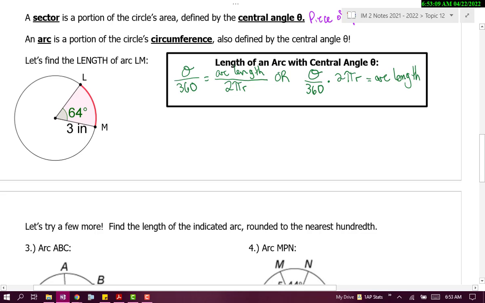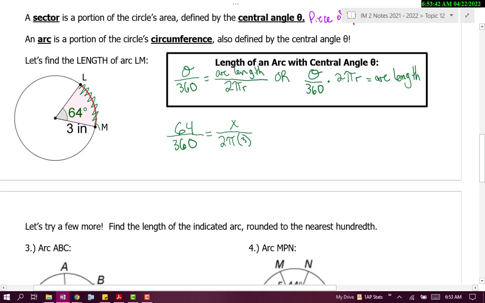So let's find the length of arc LM. So that's this red part here, or the green that I squiggled on there. That's the distance that we want to find. So that is just 64 out of 360 of that whole circle, just like it was with the area. We don't know the arc length. And instead of a portion of the area, we're doing a portion of the circumference. So that is 2 times pi times 3.